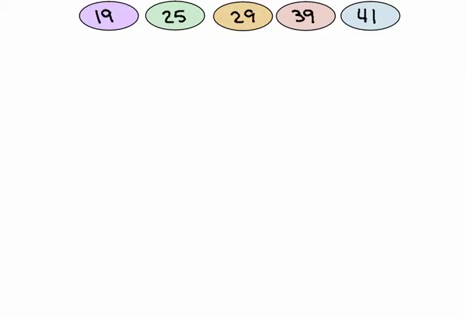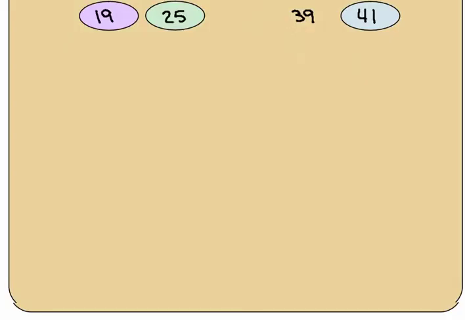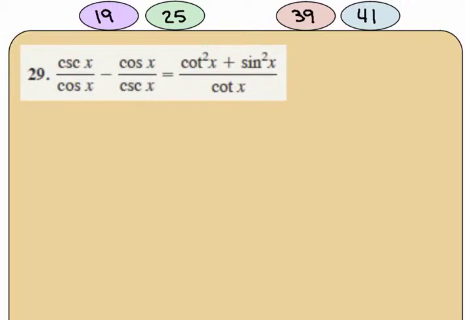All right, so the next one we're going to take a look at is 29. On number 29, we've got a lot of things going on on both sides of our equation. So there's going to be a lot of games played as far as manipulating and trying to make these things look like each other. I'm going to work with the left side.